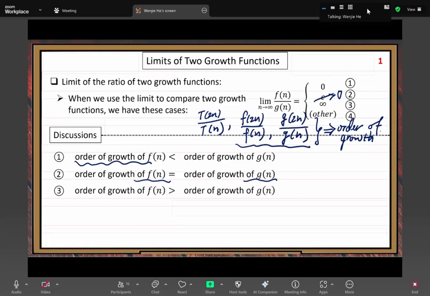So we have this understanding: the order of growth of the numerator function f of n is greater than the order of growth of the denominator function g of n. So that's the first 3 cases. It's very easy to understand.